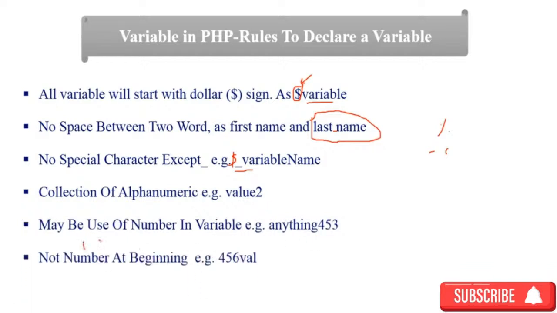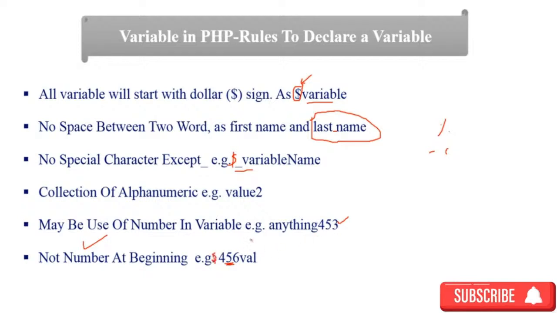not number at the beginning. So this is a very important point. You cannot provide number at the starting position. This is the starting position, so it is invalid. This is valid. You can use number in the middle, in the last position of variable, but you cannot use number at the starting position.